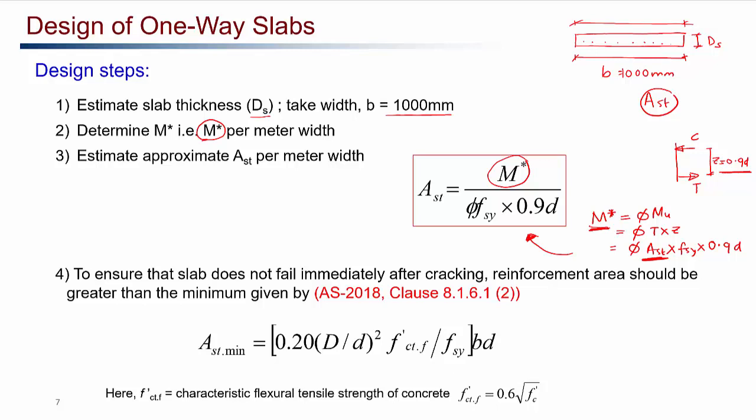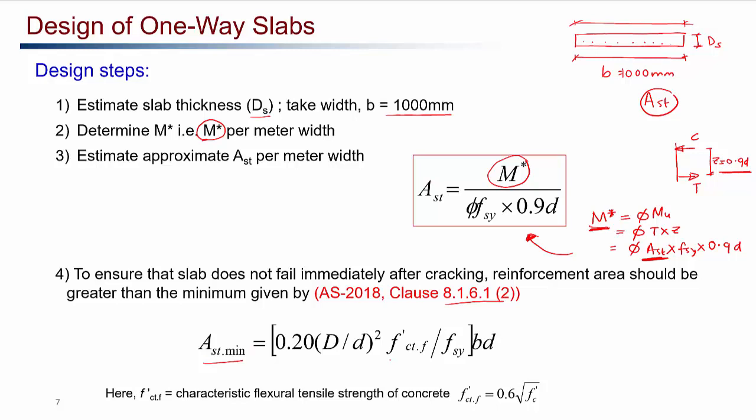Now, to ensure that the slab doesn't fail immediately after cracking, we have to make sure that we provide at least the minimum amount of reinforcement, and clause 8.1.6.1 gives us the minimum amount of reinforcement, AST min, for the slab. So we have to make sure that whatever area we calculated and provide for the slabs should be greater than AST min as given in this equation.